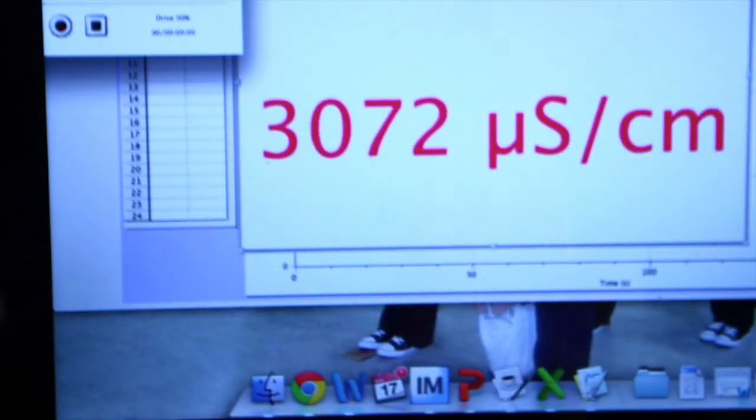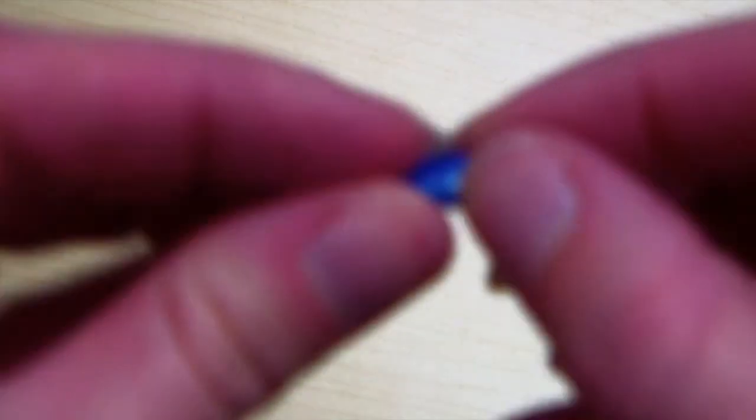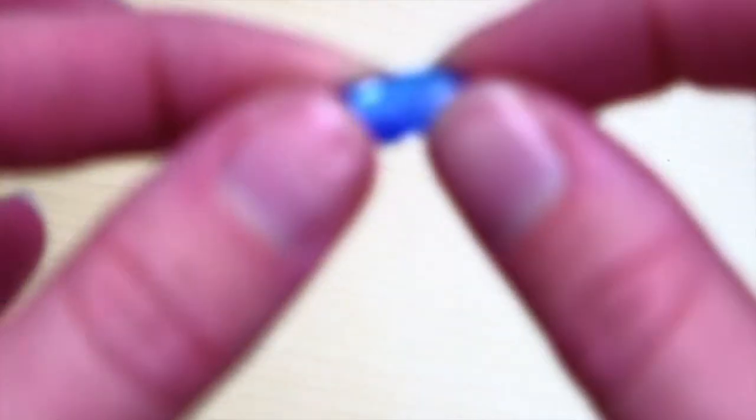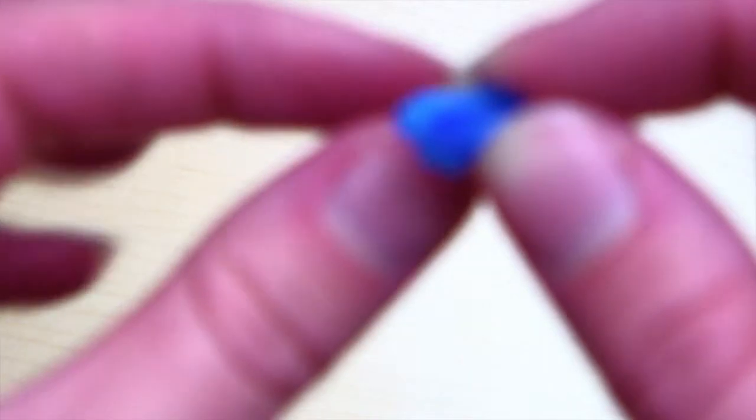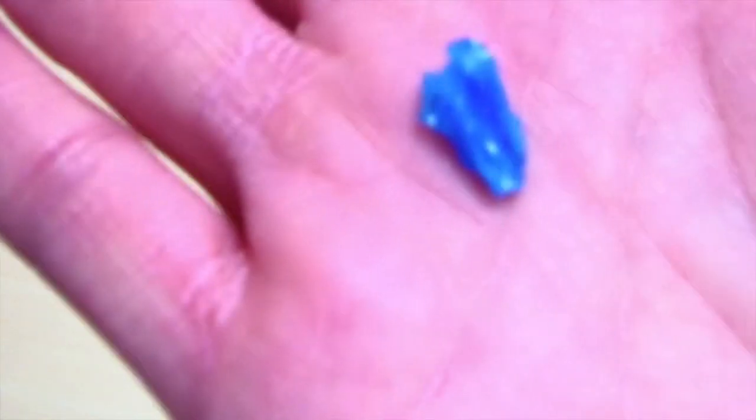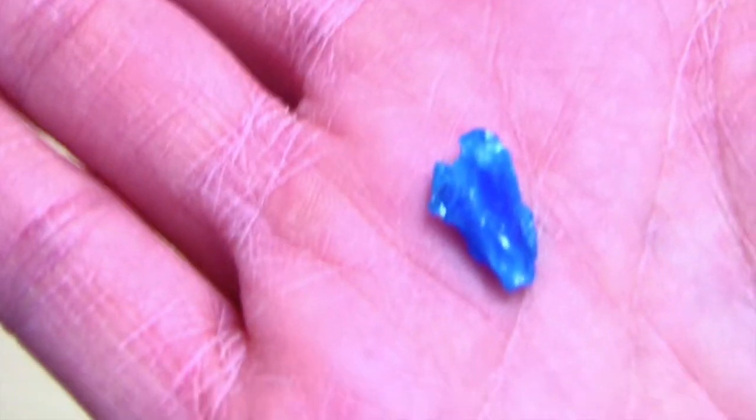So the question is, will this piece of solid copper sulfate conduct electricity as well? And the answer is no. This doesn't conduct electricity because it doesn't move its charge. The charges are stuck with the particles, and the particles are stuck in a solid, so there is no movement.